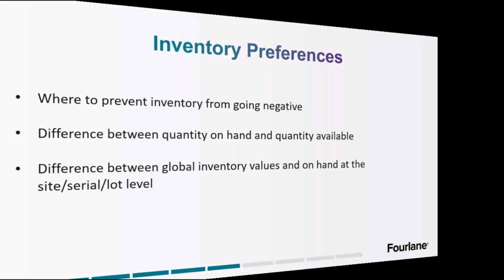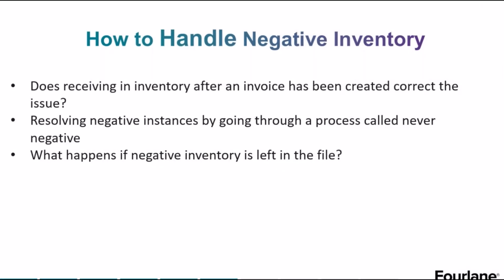And then again, last thing here, how to handle negative inventory. Making sure that we're going through and receiving in the inventory. We don't necessarily have to enter our vendor bill and impact our accounts payable aging, but we need to make sure an item receipt is input to bring in those quantities on hand. If we do have to go negative, we want to look at utilizing that never negative process, potentially incorporating it into our month-end close, to make sure that we're cleaning up those negative instances regularly, and then just keeping an eye on functionality and performance of the file.